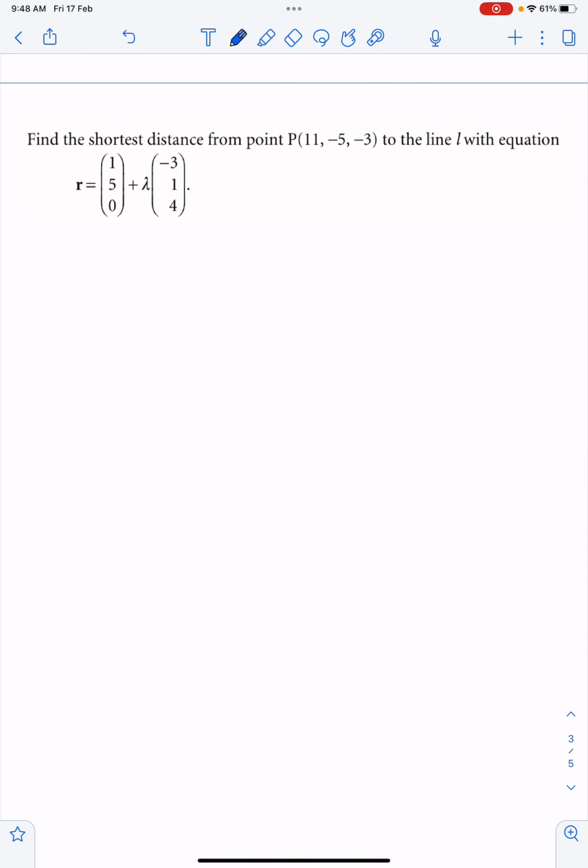For instance, this is the line and this is the point P whose coordinates are given to us: 11, -5 and -3. We have to find the perpendicular distance between this point and this line. That means we have to find this distance.